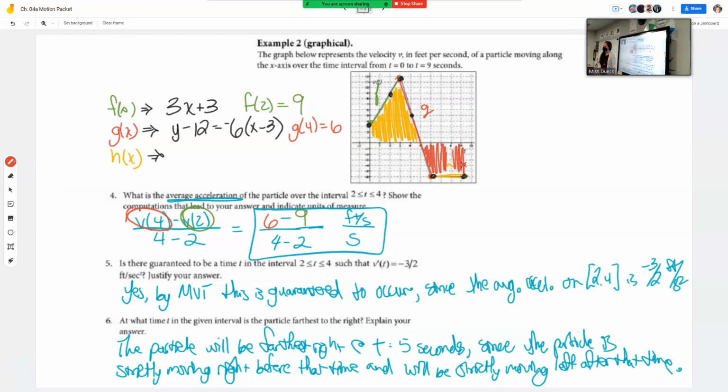I'm moving left, moving left, moving left, moving left. The velocity is positive all before, negative all after. I'm going to move right, move right, move right, move right, and then move left, move left. The farthest right's over here, where I stopped.